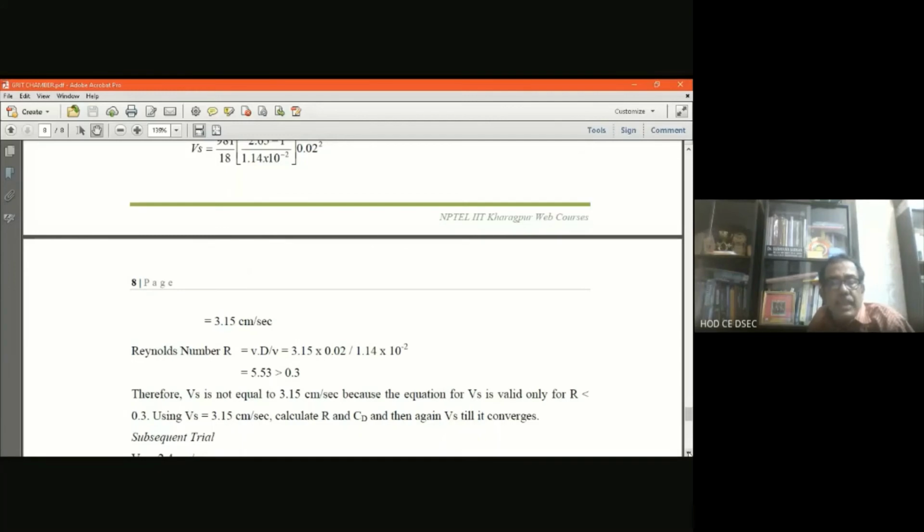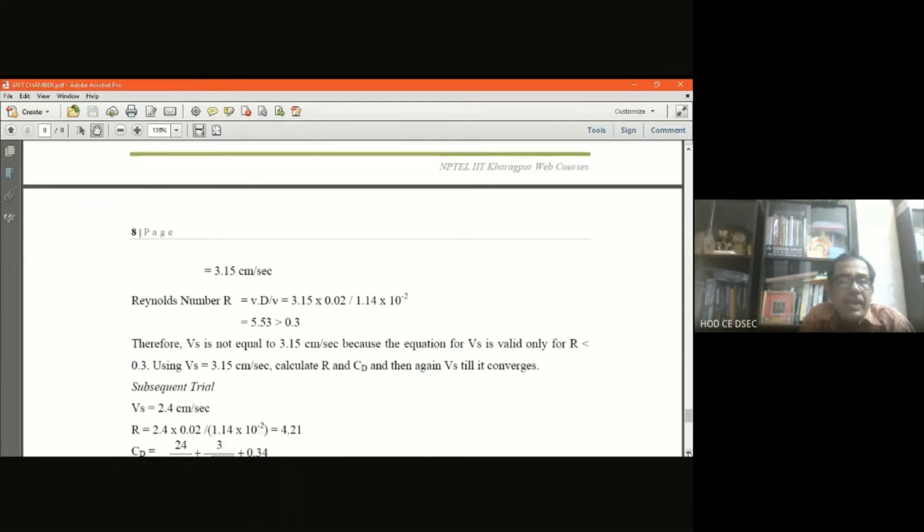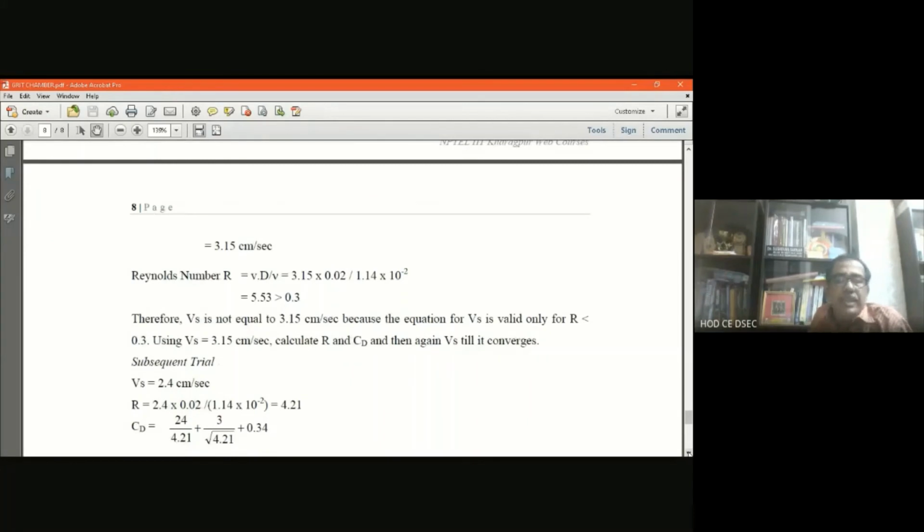So using Vs equal to 3.5, then the trial process again, we have to go for again trial process. Let us consider Vs equal to 2.4 centimeter per second. So you consider less than 3.15. Then what is the R value? R value is 4.21, so greater than 3.1, greater than 0.3.